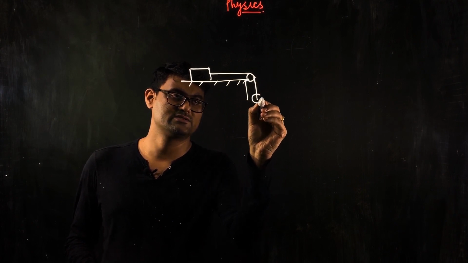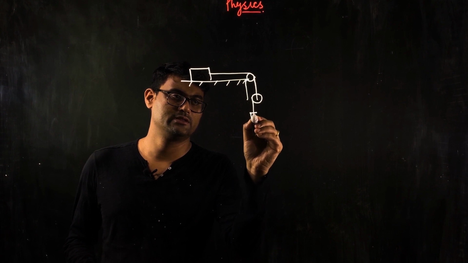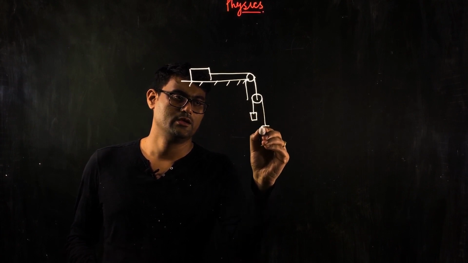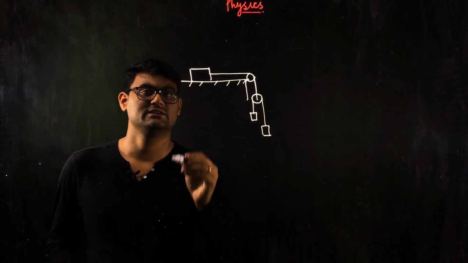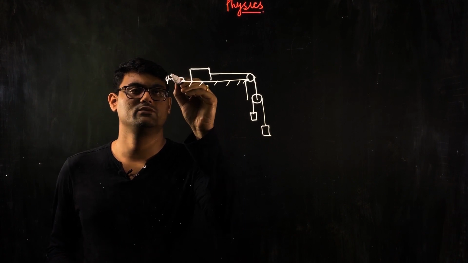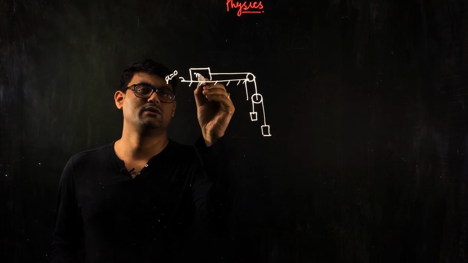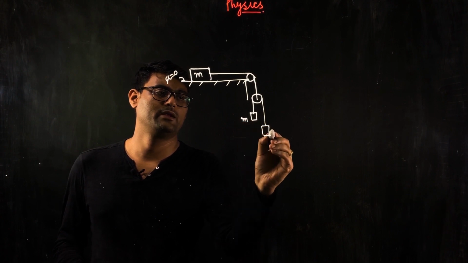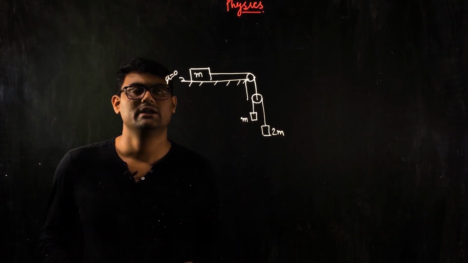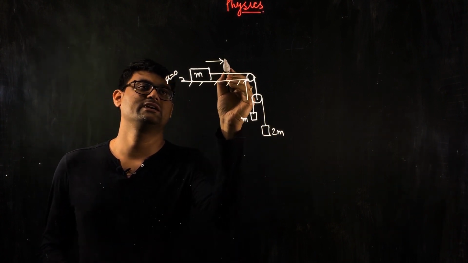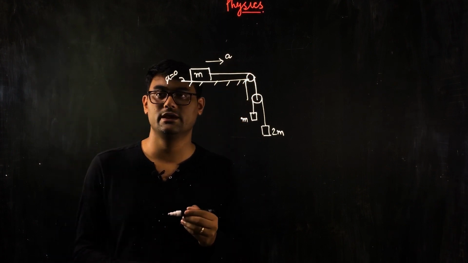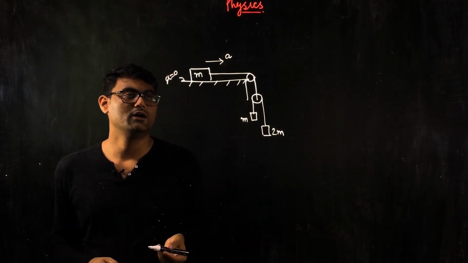The other end of the string is connected with this Atwood's machine, which is hanging like this. So there is no friction, mu is 0. Let us assume the masses to be m and 2m like this. Anything you can assume. Now if I have to find what is the acceleration of this block that is kept over the tabletop, how can we do that?